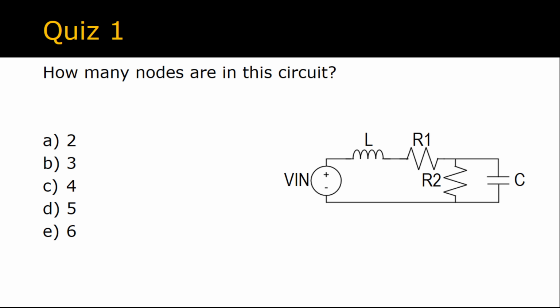How many nodes are in the circuit pictured below? The correct answer is 4. There's one node that connects V in and L, one node that connects L and R1, one node that connects R1, R2, and C, and one node that connects B and R2 and C.